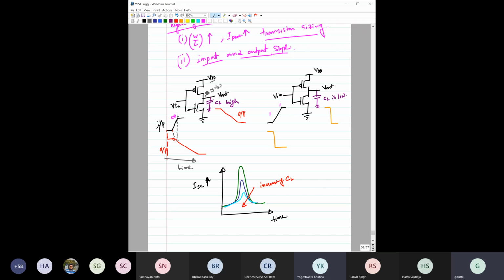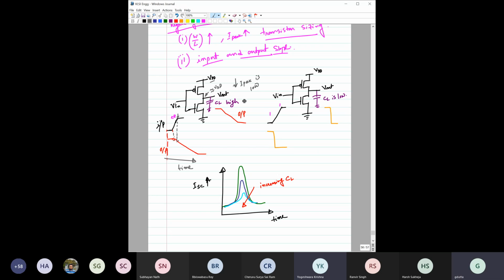So that way, the current that can flow from this VDD to ground will also be significantly lower, right? That would be significantly lower for this case. So then I peak is low.